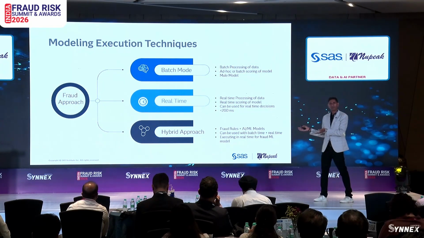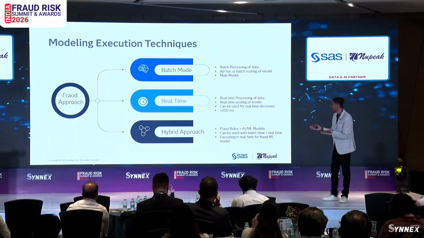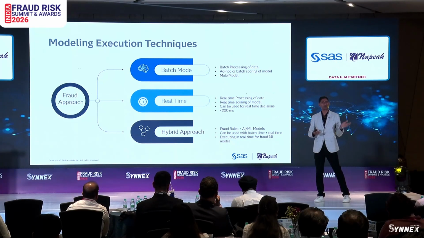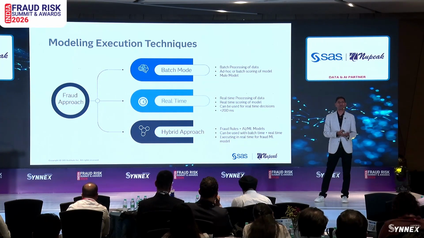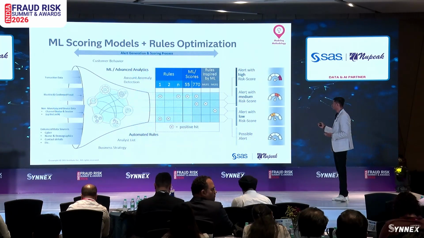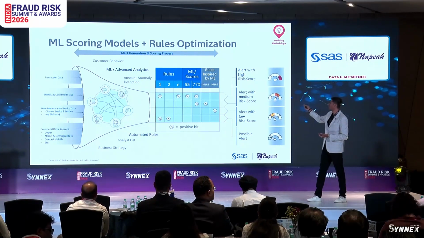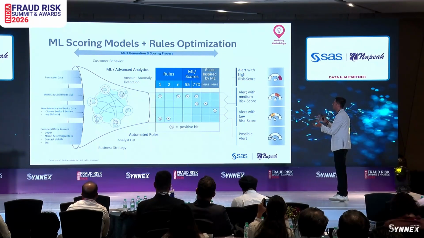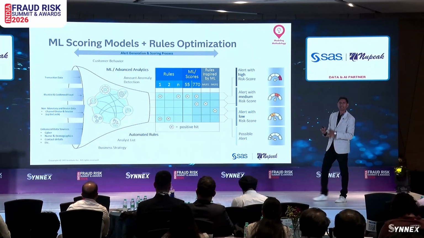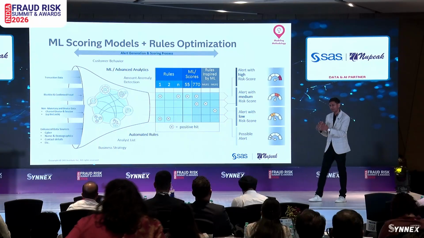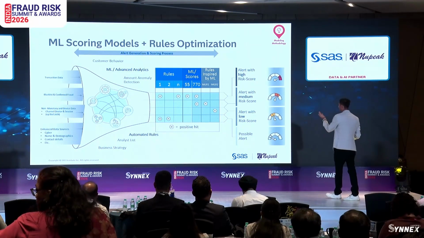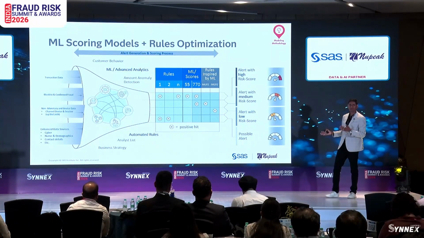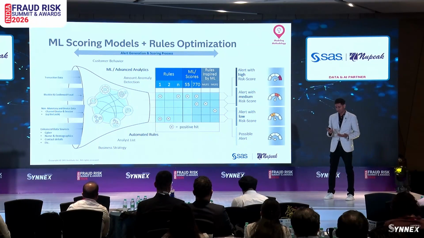Of course, it can be done in batch mode. It can be done in real time as well. A hybrid approach is being followed nowadays, where some of the transactions I want to monitor in real time, some of the transactions I want to do in batch mode. These are the ML scoring models. All that data goes into the SAS platform where all the rules are written and all the machine learning scores are generated, and then eventually it will give the category of high risk, medium risk, low risk, and possible alerts on the screen for your business users to work upon.